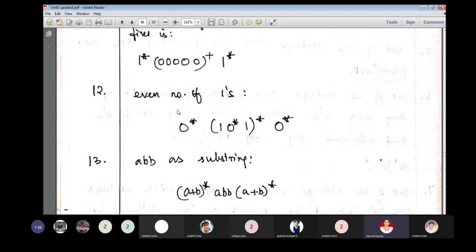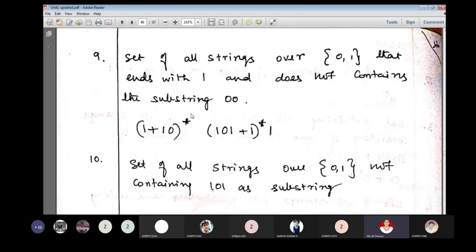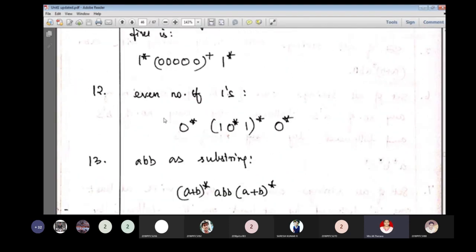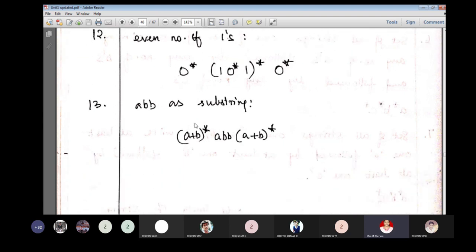Okay, so this can generate an even number of ones along with the 0s. So in the previous case, it was only strings of ones, isn't it? But here the set of symbols is 0 comma 1. But it can generate only the even length strings. In the previous problem it was odd length, here even length.